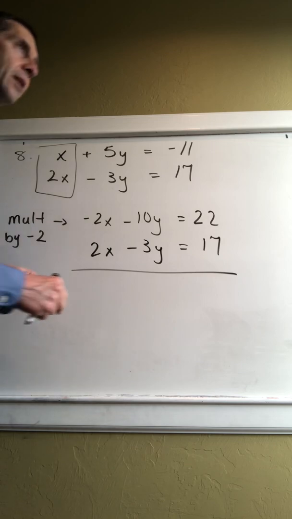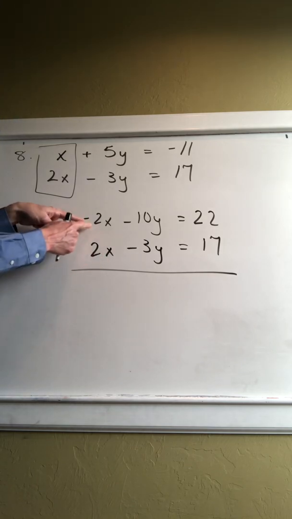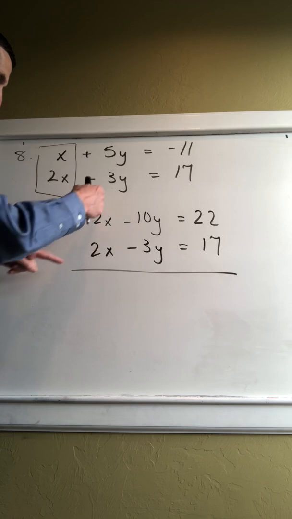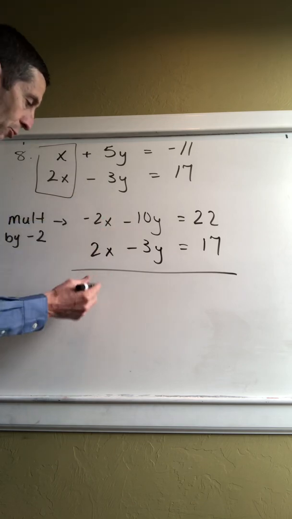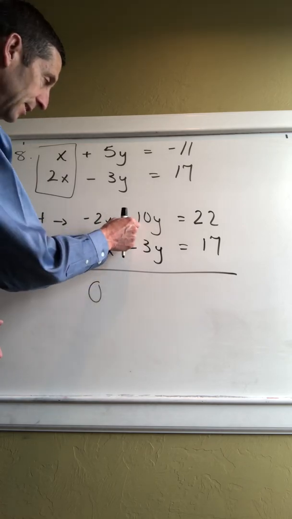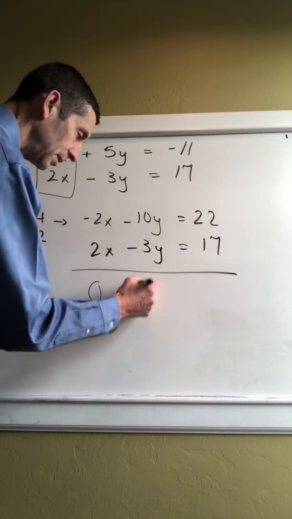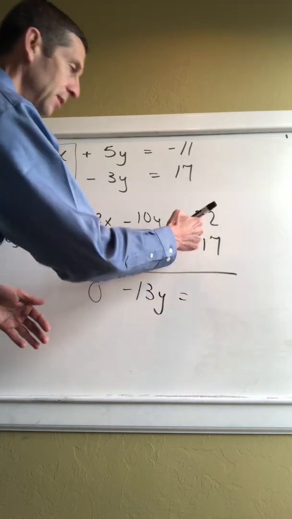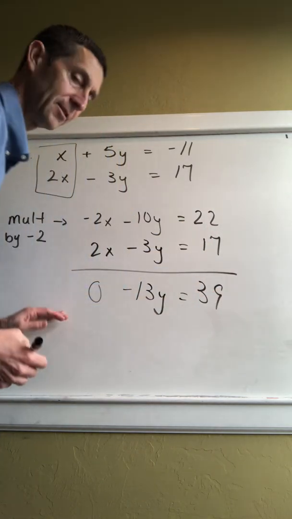All right, here we go. Now you have what you need. Now you have negative 2, you have positive 2. We add straight down. Boom. They eliminate. This is awesome. Negative 10, negative 3 becomes negative 13y. This becomes 39. You're like, ah ha ha.